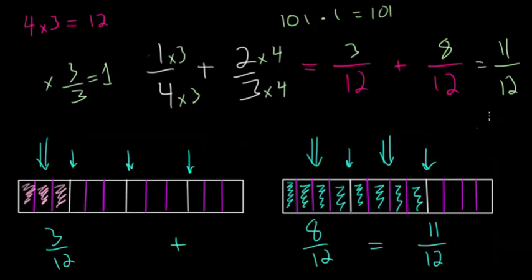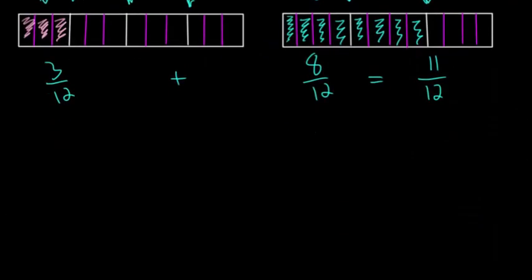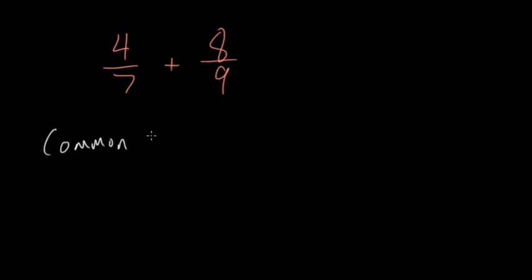And I'm going to go through one more example, but without using a visual model. So let's say we have 4/7 plus 8 over 9. So we have some much bigger numbers here. And using some kind of model would probably be pretty difficult, because first we want to find a common denominator. So let me write that down. We want a common denominator.